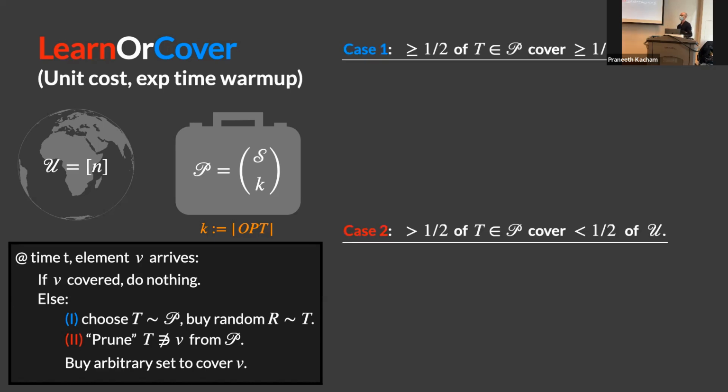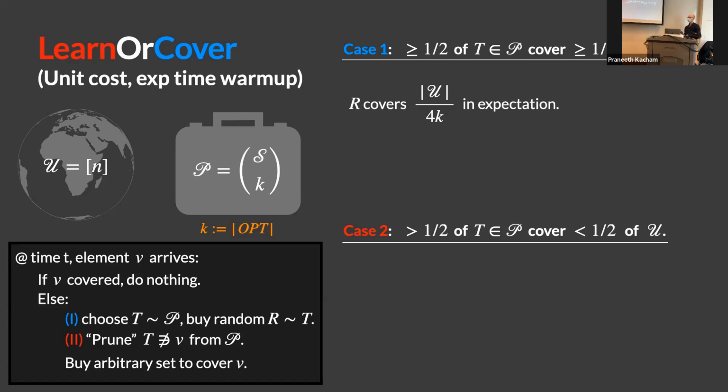Okay, so the analysis is going to fit on the slide. So 2 cases. Case 1, half of the T in my portfolio cover at least half of U. I should think of this as most of my portfolio is decent. At least half of the candidate solutions in my current portfolio cover half of what I need to cover. In case 2, that's not true. So at least half of the T in my portfolio cover less than half. Okay, we agree this is an exhaustive case analysis. That's good. Okay, so let's do case 1.